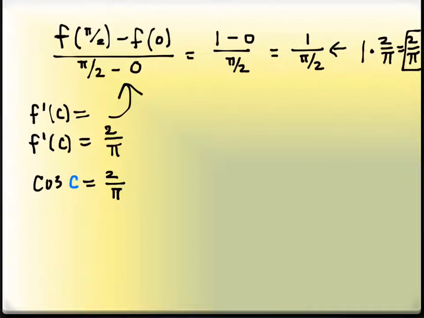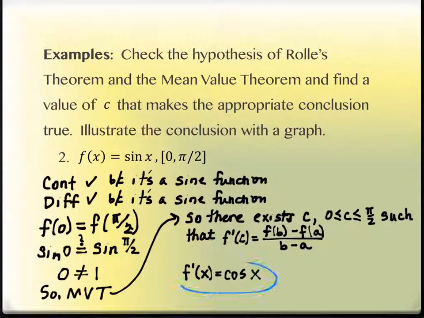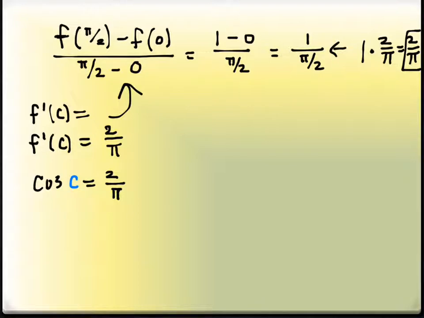What's that? We found it over here. F prime is cosine in this function. It's specific to this function. F prime of x is the cosine of x. So F prime of c is the cosine of c. So that's what we put in on the left, cosine of c. How do I solve for c? What do I do?